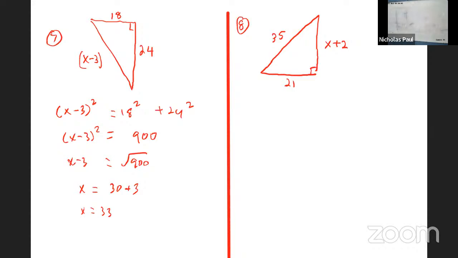I feel I know what I did wrong. What's the hypotenuse there in this example? 35. So the longest side should be 35, right? Right.